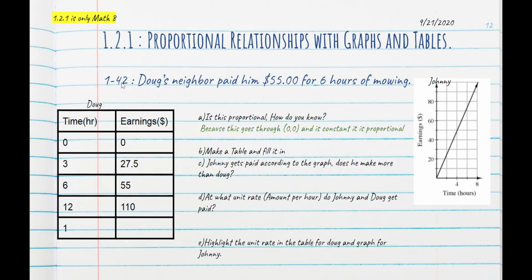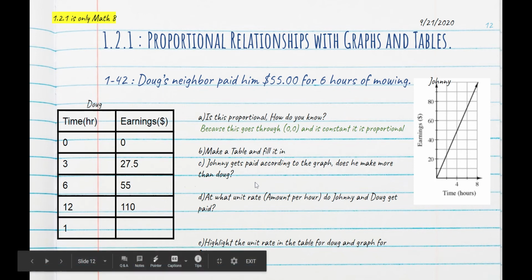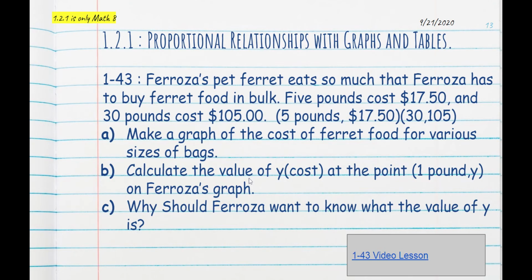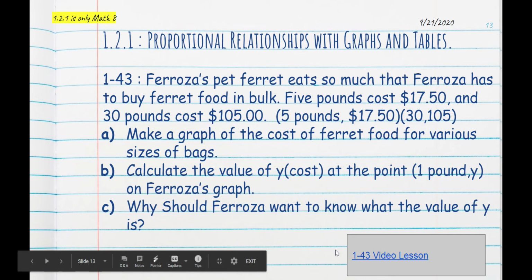Here we have problem 1-42. Again, we've done this entire problem in class, but here are the basic outlines for everything you need, including the questions of what's being asked of you to do. Problem 143, we also did in class. I did Feroza's pet ferret eats so much that Feroza has to buy ferret food in bulk. There's also a video lesson if you needed more instructions.